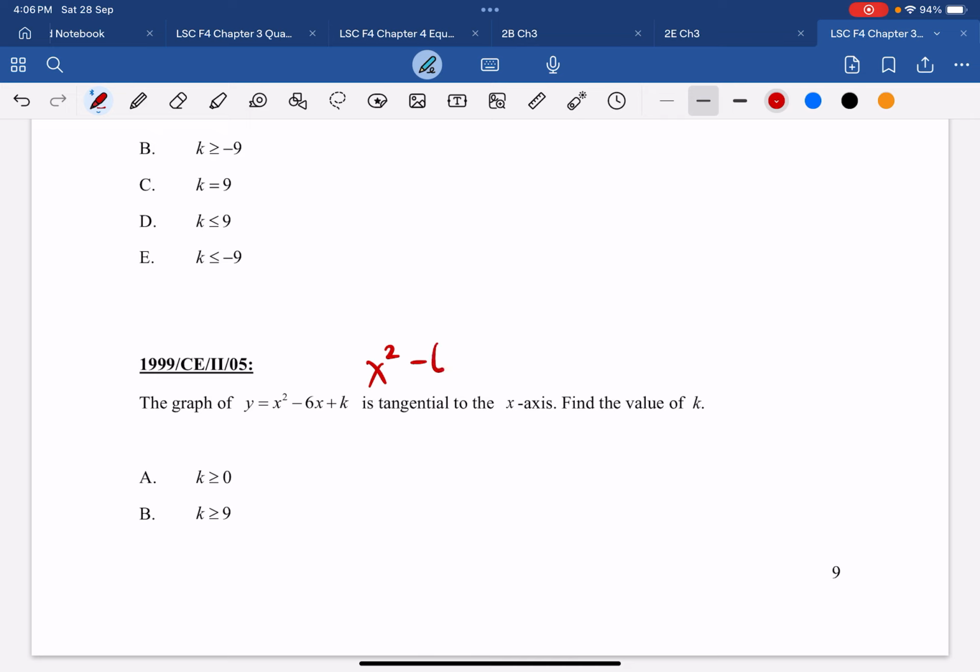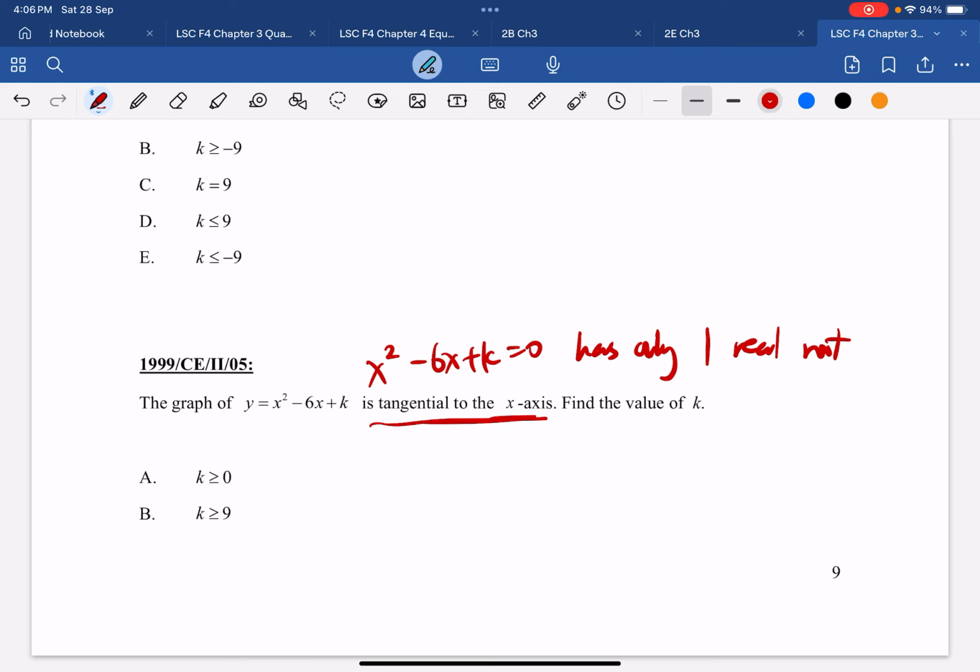x squared minus 6x plus k equals 0 has only one real root, okay? Because you haven't understood what this sentence means, okay? So tangential to the x-axis means only one real root, okay? So here is the part for delta, okay? So the video will end here.